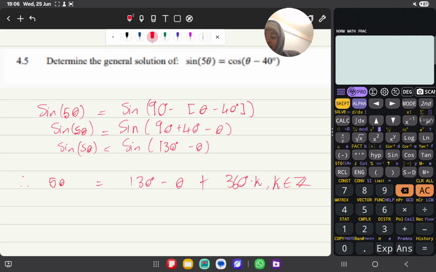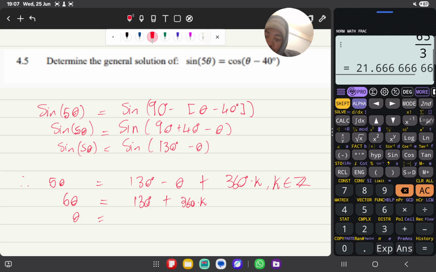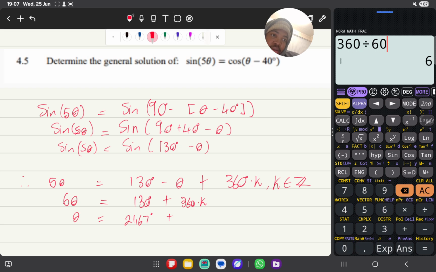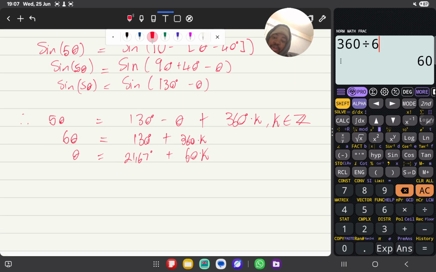Now you take this, transpose your theta, you get 6 theta because it becomes positive, and then you still have 130 degrees plus 360 times k, right? And then 130 divided by 6, you are getting 21.67 degrees plus, oh no, 360 divided by 6, then 60k, right? This is the first angle that we get.